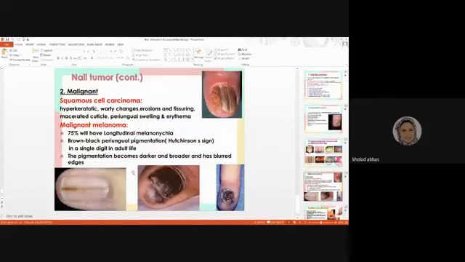Other examples of malignant nail tumors: we have squamous cell carcinoma, which presents with hyperkeratotic destruction of the nail plate. We can find erosion, fissuring, maceration of the cuticle, and erythema of the cuticle and nail bed. Malignant melanoma: 75% of cases present with longitudinal melanonychia. It could also present as a brown or black discoloration of the nail plate, and also as a destruction of the nail plate.